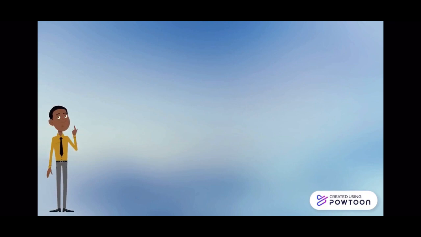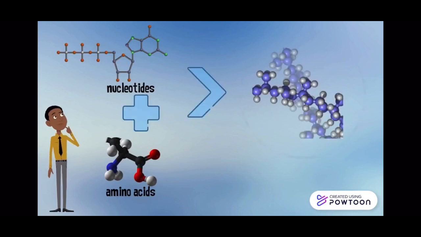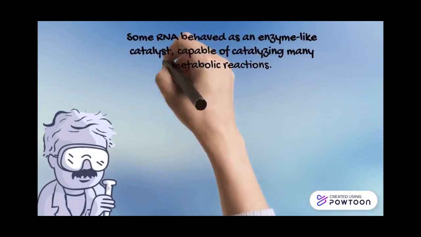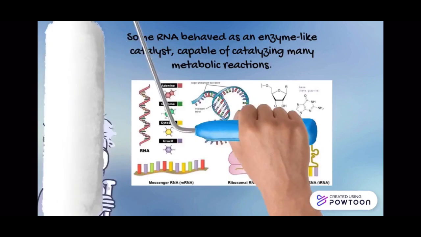According to this hypothesis, small organic molecules, including amino acids and nucleotides, were synthesized and combined to form polymers. Once boundaries were established between the external and internal environment, unique chemical reactions could occur. Researchers have hypothesized that some RNA, such as ribozymes, behaved like an enzyme, or a catalyst, capable of catalyzing many metabolic reactions.